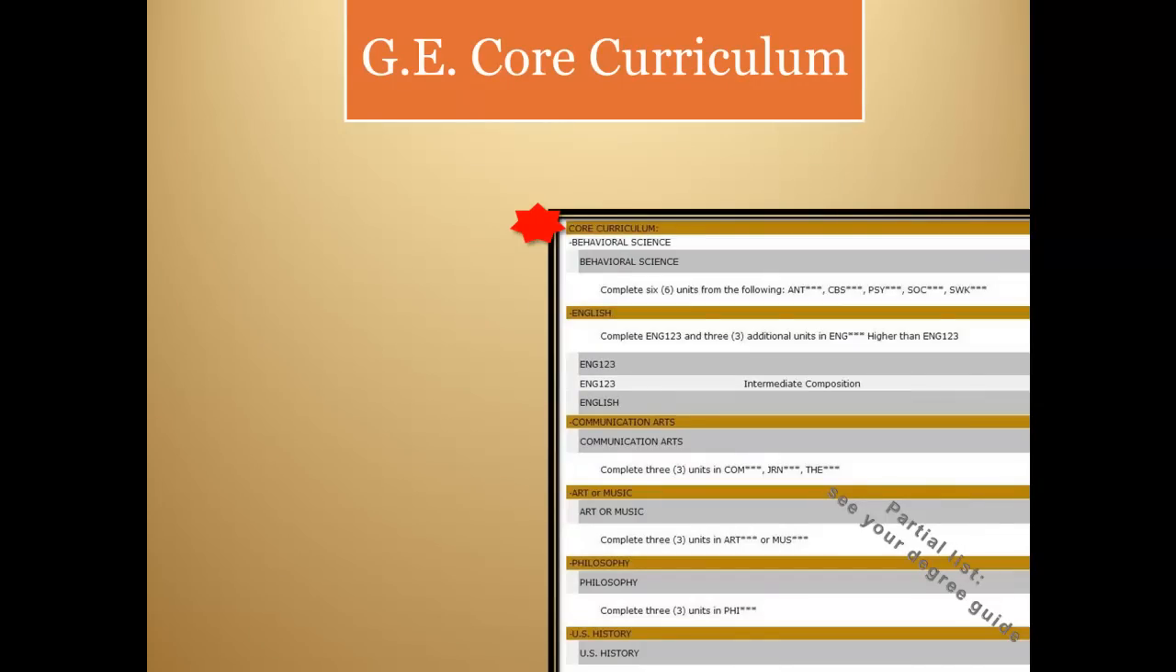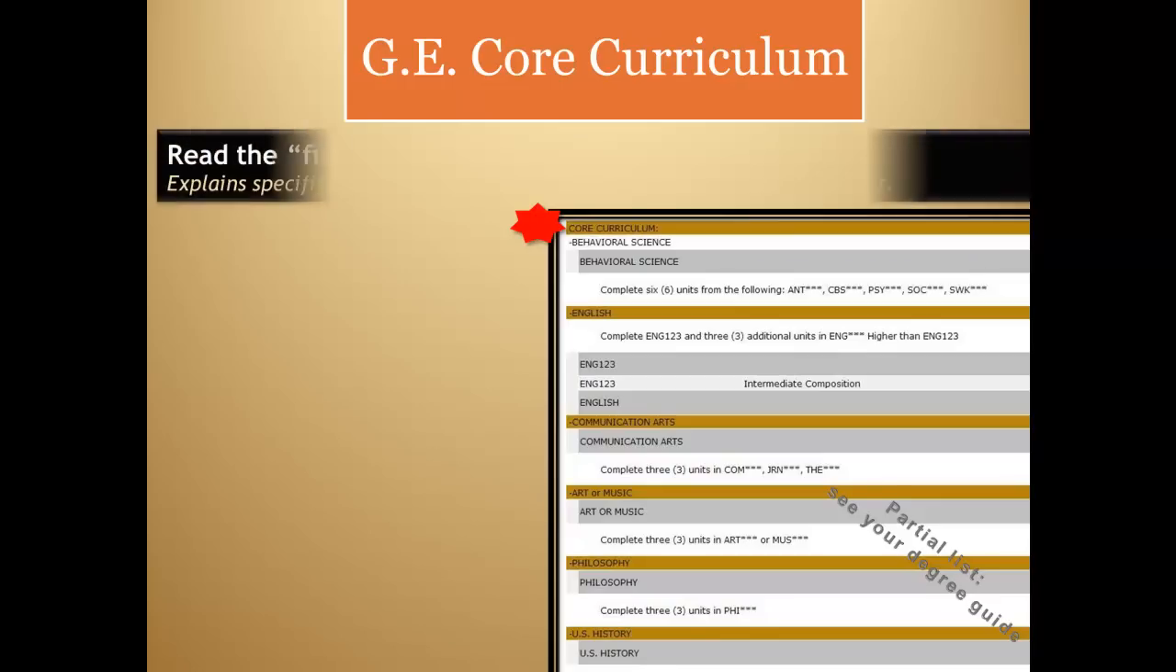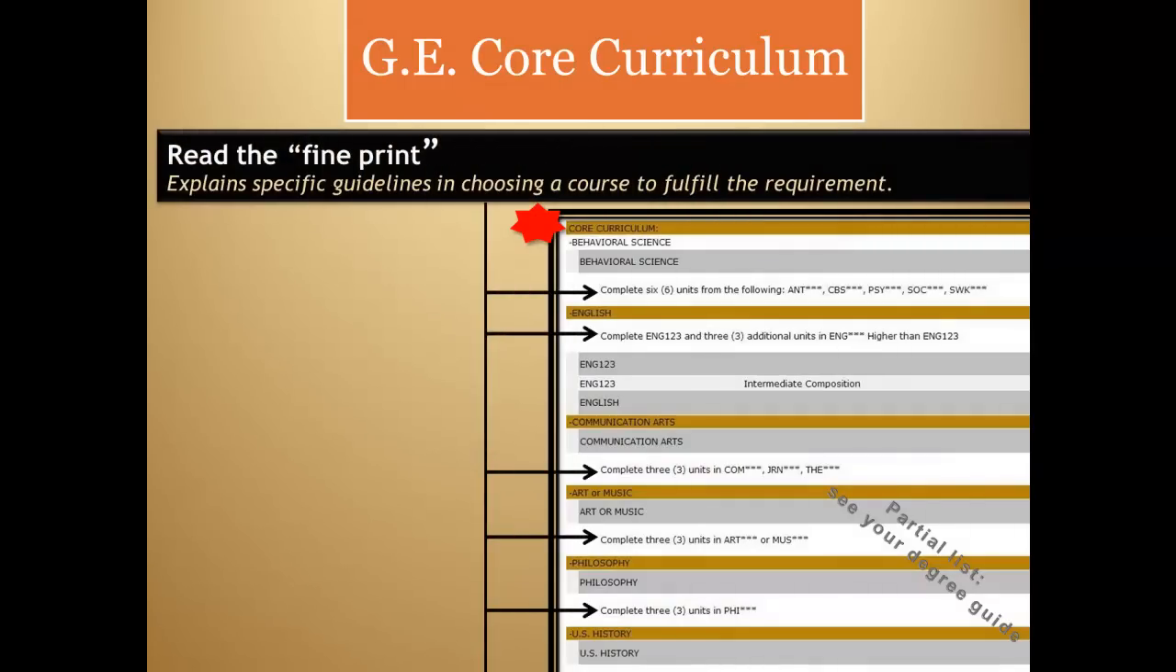The core curriculum ensures that students are exposed to ideas and content related to the liberal arts tradition. In addition, a decidedly Christian perspective is integrated into these requirements. Within the core curriculum, each category title is listed in the gold bar on your degree guide. Below the title is a brief description of how to meet it. Shown here is a partial list of the core curriculum. Please review your degree guide for the complete list of requirements.